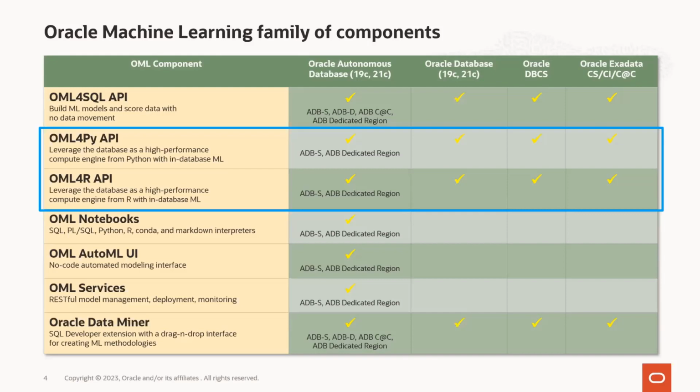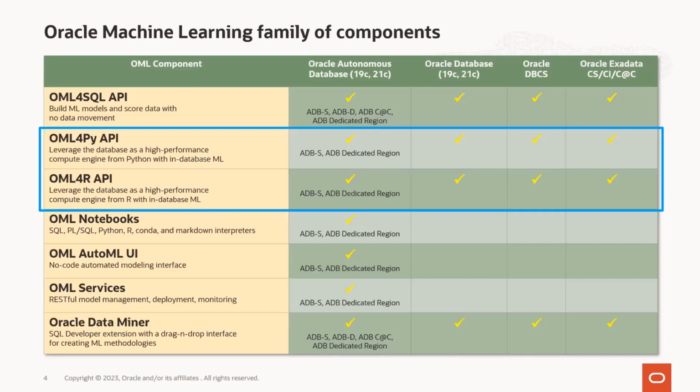OML for R and OML for Py support what we call embedded execution, where you can store user-defined functions in the database and invoke them on database-spawned and controlled Python and R engines. And in OML for Py, we also provide an API supporting automated machine learning, or AutoML, which includes automated algorithm and feature selection and automated model tuning and selection.